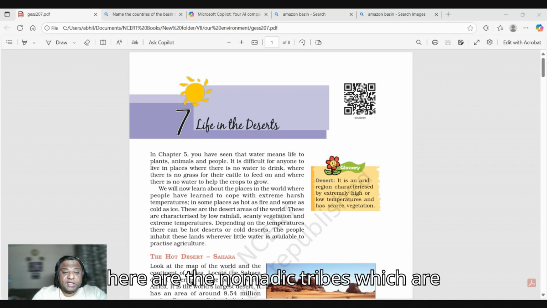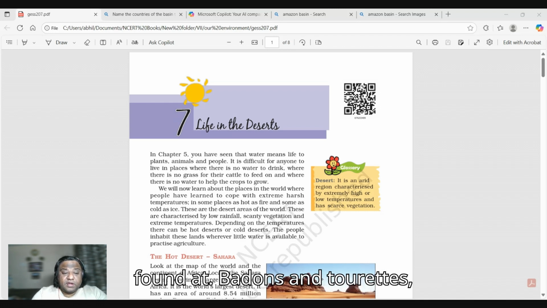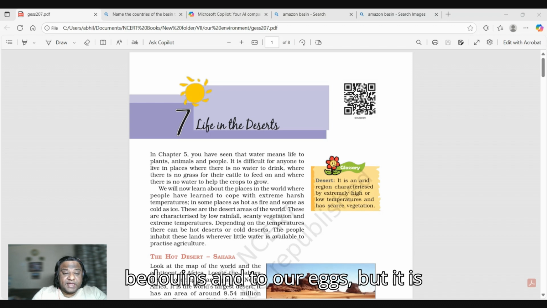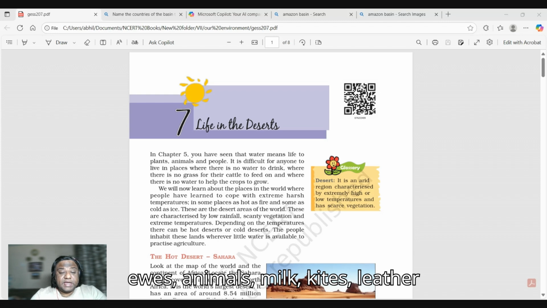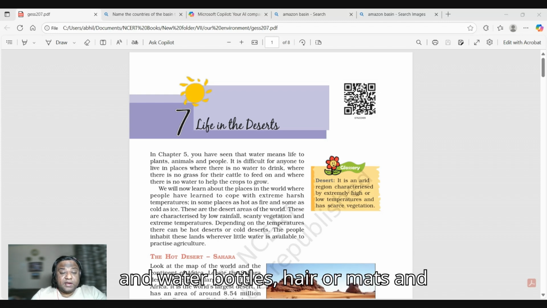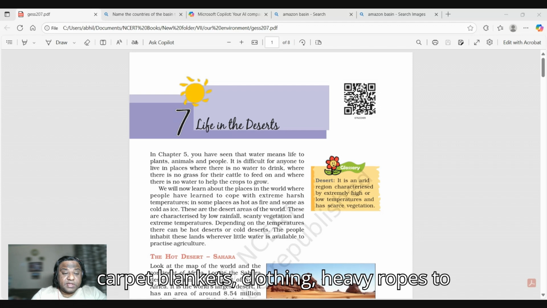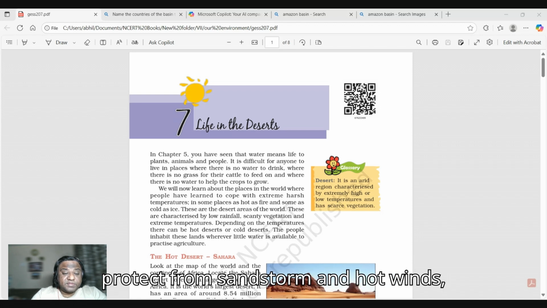So here the nomadic tribes which are found are Badouins and Tuaregs, and in the book they're written as Bedouins and Tuaregs. So they rear camels, sheep, goats, horses, use animals' milk, hides, leather and water bottles, hair for mats and carpet, blankets, clothing, heavy ropes to protect from sandstorms and hot winds.